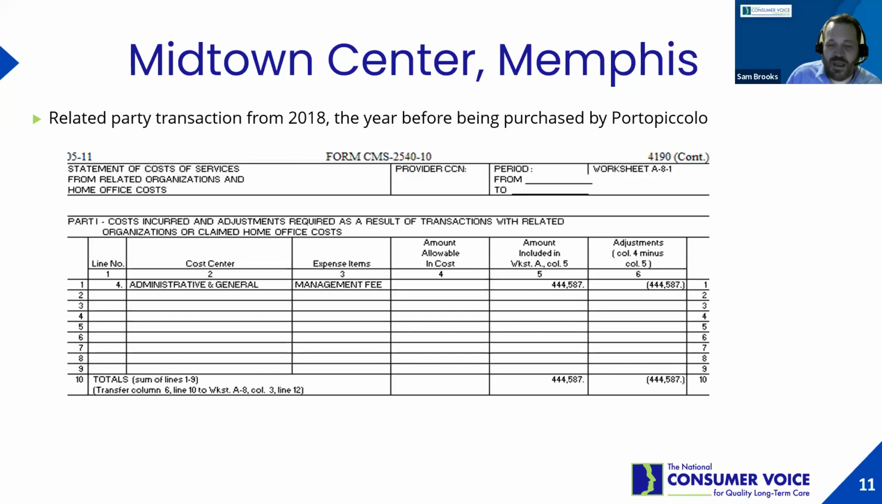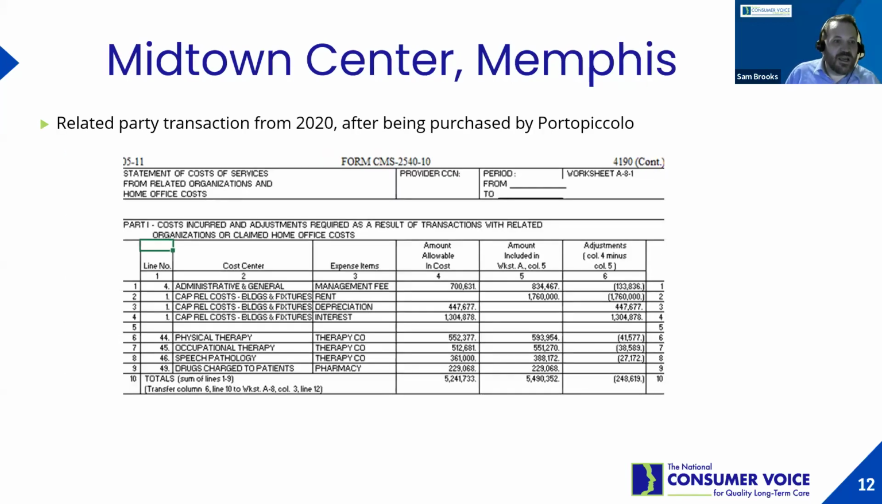This nursing home was paying a management fee to its owners of almost $500,000. Not excusing that. Imagine if you did this over 10 homes or 12 homes or 100 homes. But here, there was only one related party transaction. This facility was paying, again, to itself, to its owners, $500,000. So let's skip to after Porto Piccolo purchased it. Next slide, please. And here it is in 2020, after Porto Piccolo purchased the home.